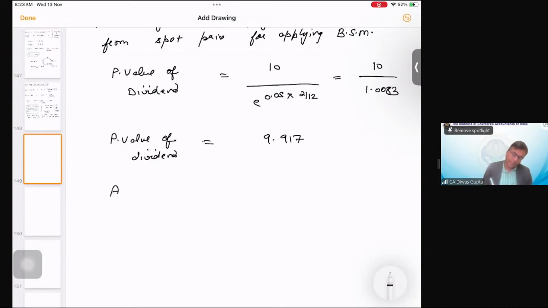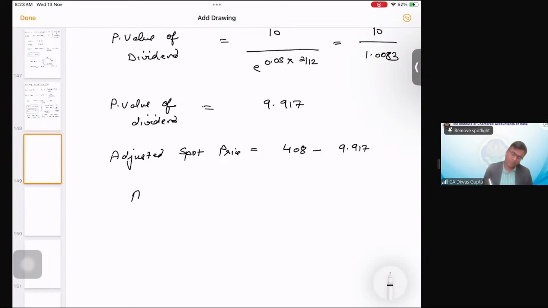and hence the adjusted spot price becomes 408 minus 9.917, because 408 is the current spot price, 9.917, which is today's value of dividend that is going to be paid after 2 months, and hence the adjusted spot price becomes this much. $398.083.